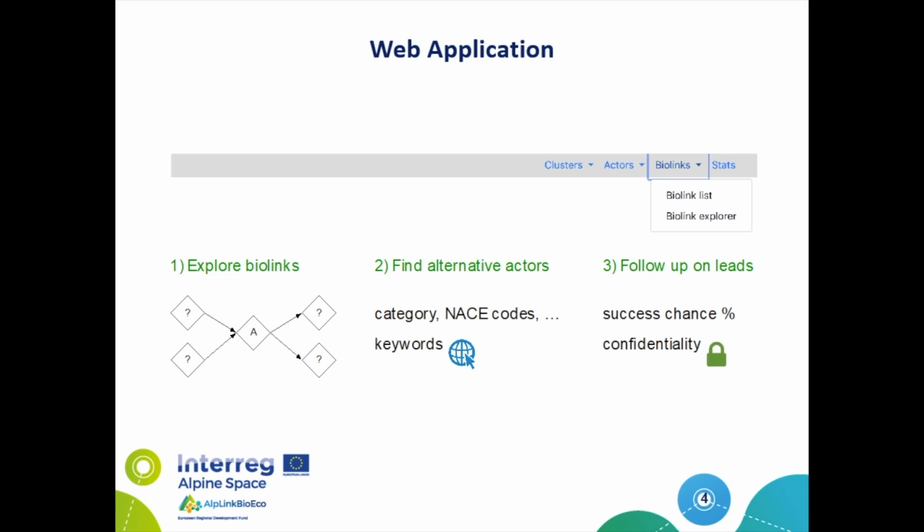This can be done by searching for actors that have the same category, the same NAICE codes, and so on. And in particular, I can also search by keyword. This is a functionality that we have recently extended so that it also has a look at the website of the actor to find certain keywords present in that description.